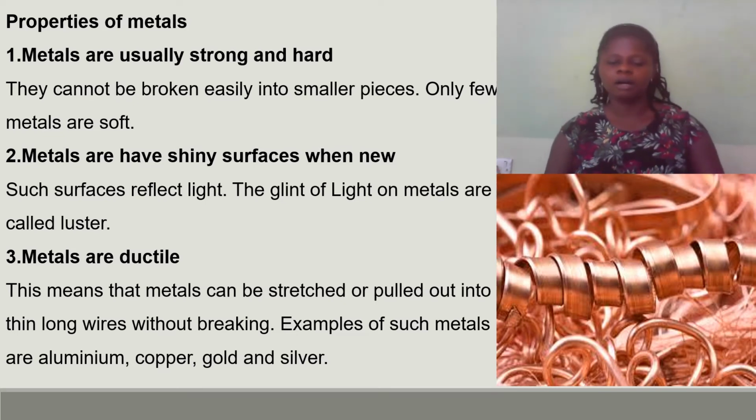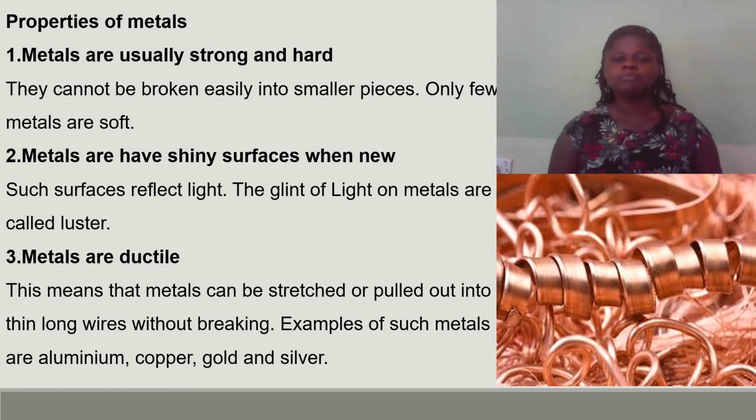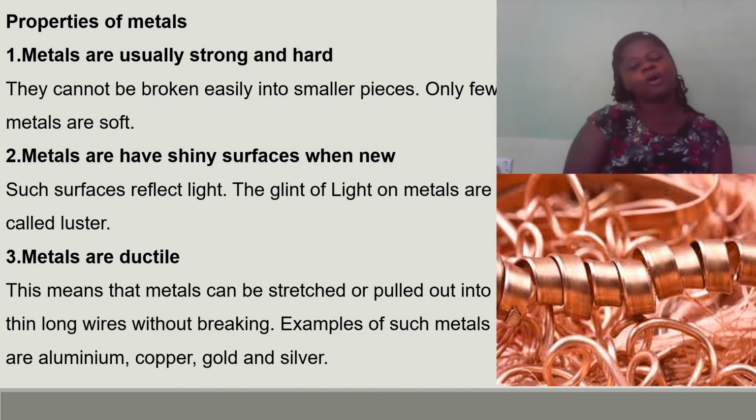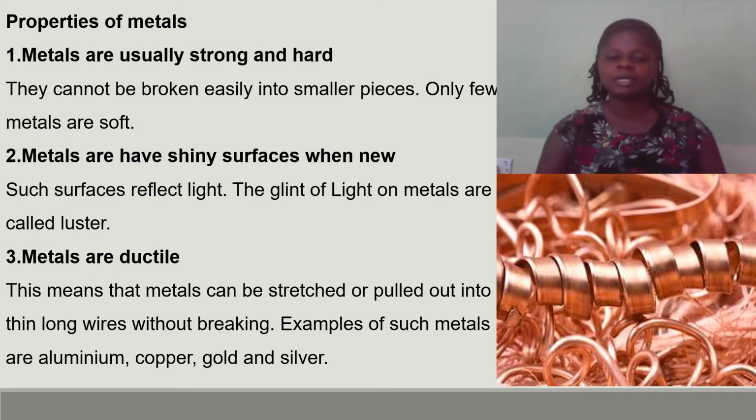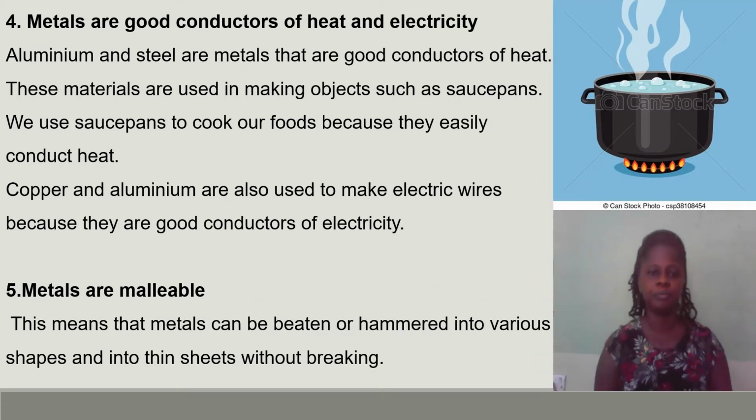When we say metals are ductile, it means that they can be stretched or pulled out or be made into different shapes, right? Examples of metals that are ductile include aluminium, copper, gold, and silver. They are examples of metals that are ductile.